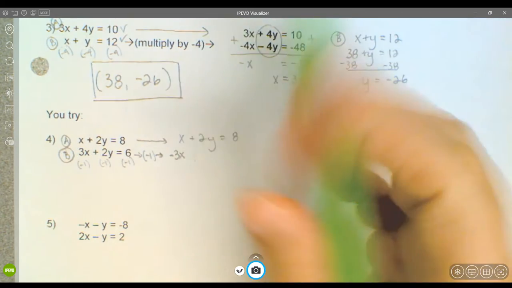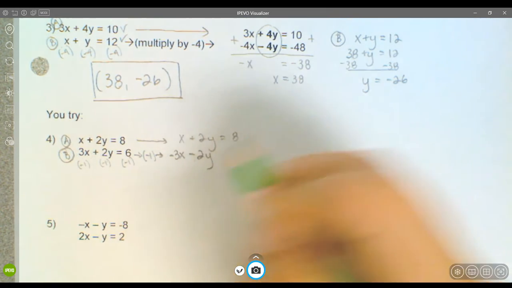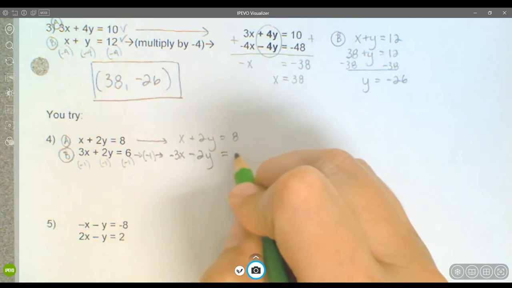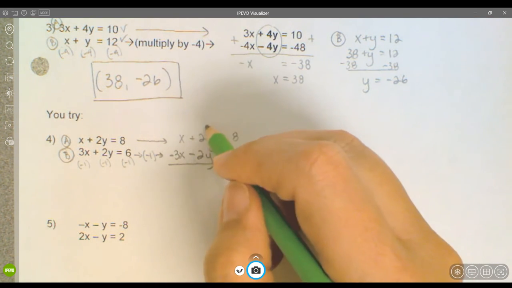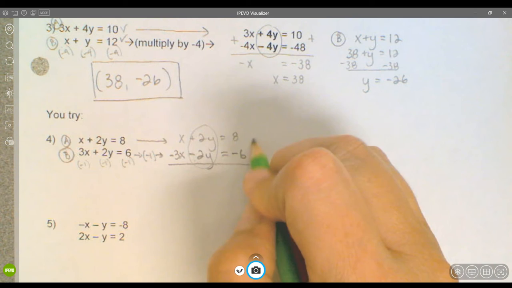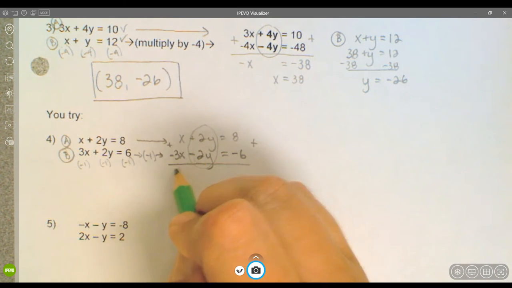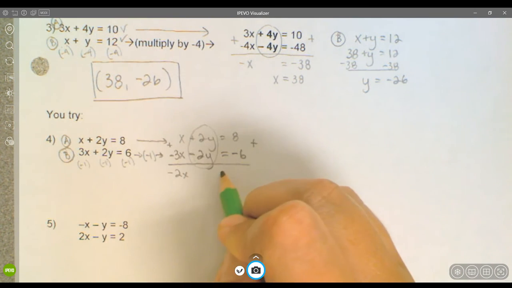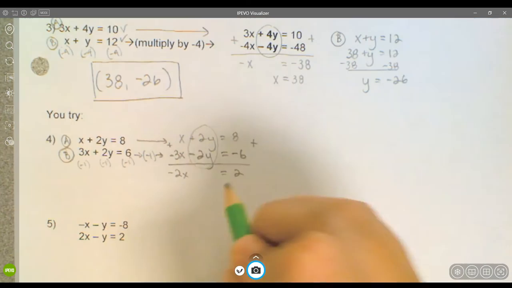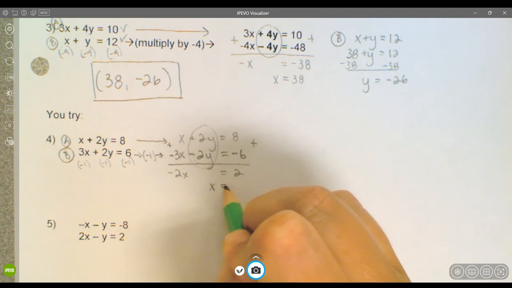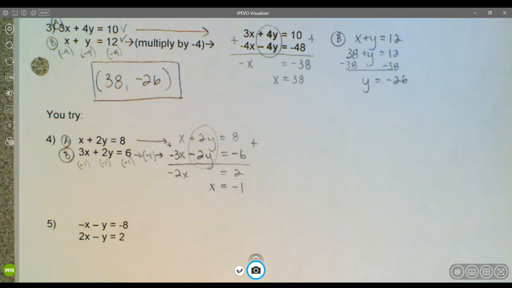2y, times negative 1 becomes minus 2y. And then 6 times negative 1 becomes negative 6. And look what happened, y'all. I've got opposite variables. So when we add here, I find that negative 2x equals 2. And if negative 2x equals 2, dividing both sides by negative 2 tells me that x equals negative 1.